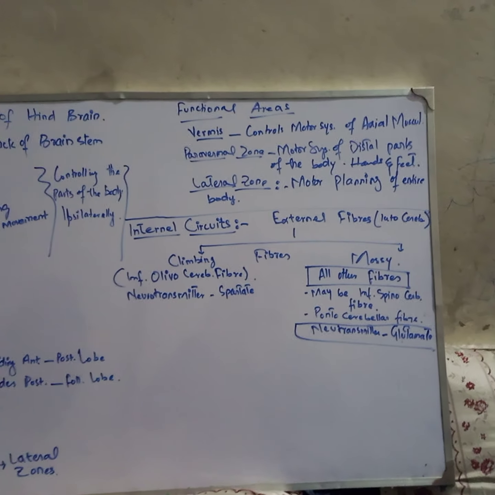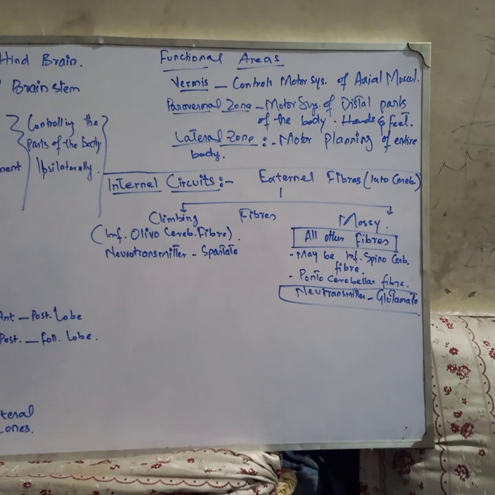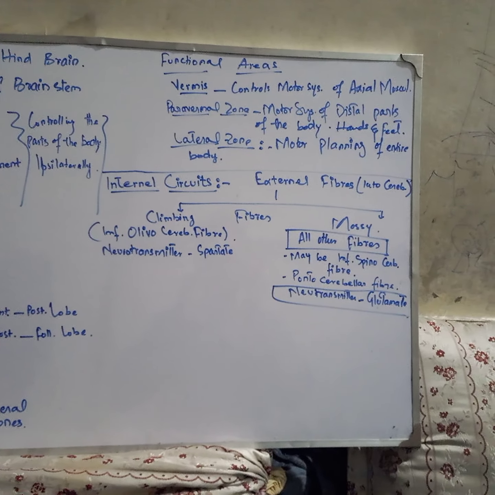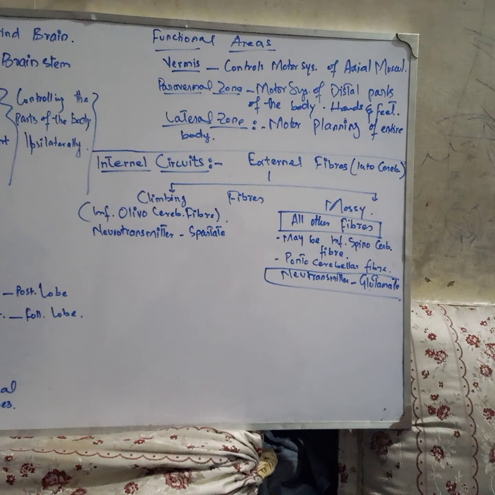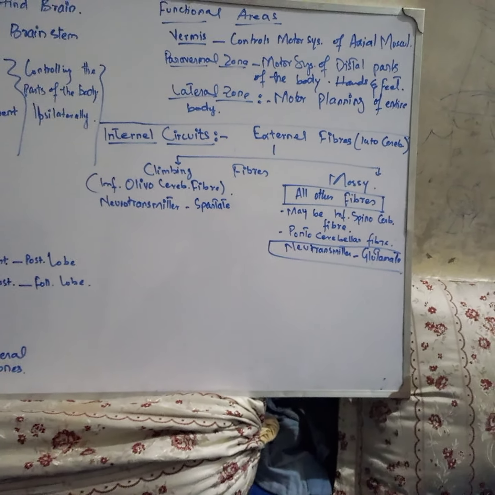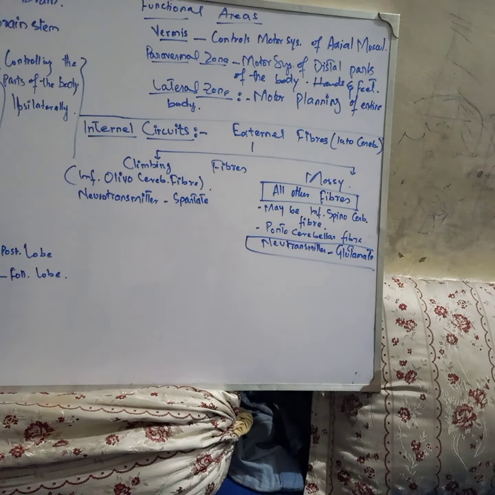Okay, now the functional areas. The vermis controls the motor system of axial musculature. The paravermal zones are responsible for controlling the distal parts of the body, like hands and feet, while the lateral zone controls the motor planning of the entire body.